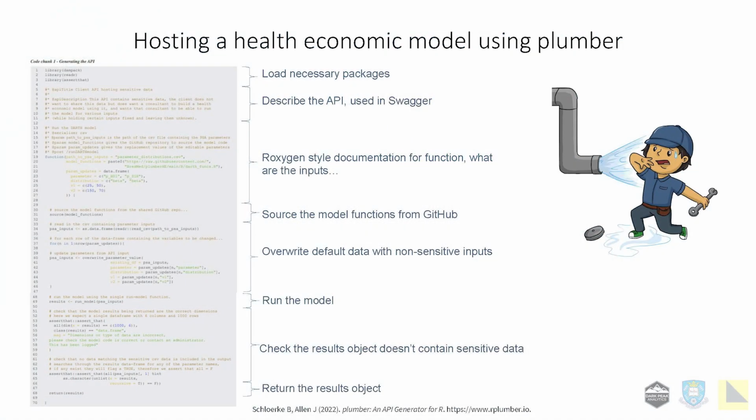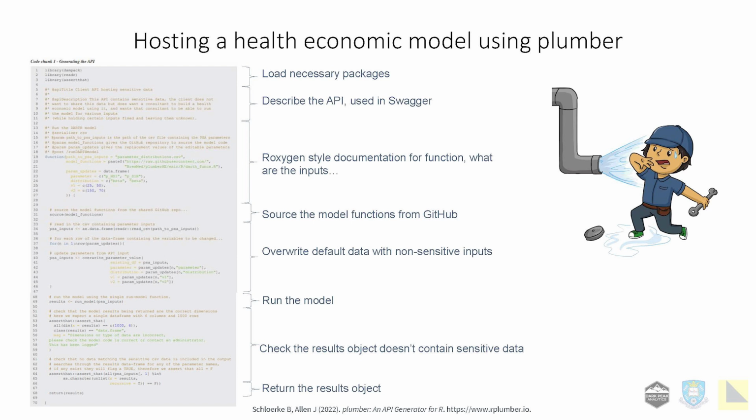But this is essentially the Plumber script, which is used to generate the API. And this is hosted on our Posit Connect at the moment on BresMed servers. So BresMed's part of Lumanity. And essentially what this script is going to do is create the API needed that we're then going to query and send the model to.